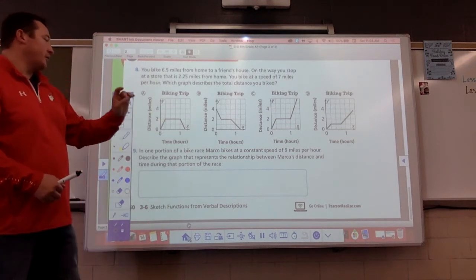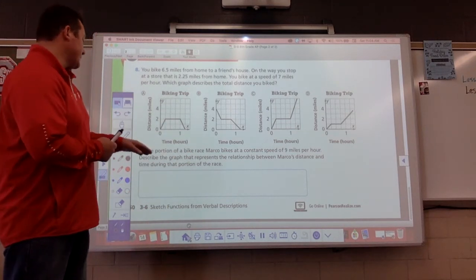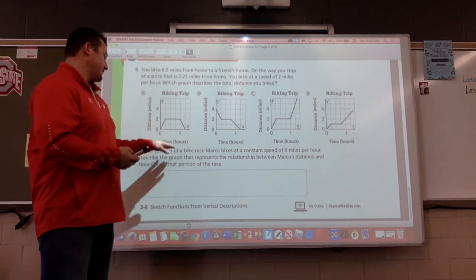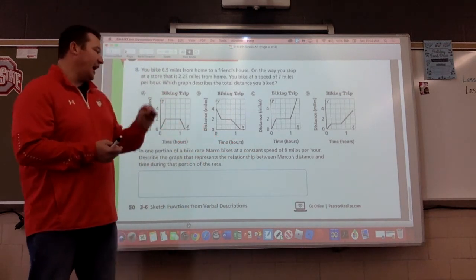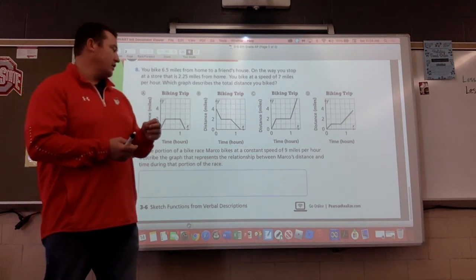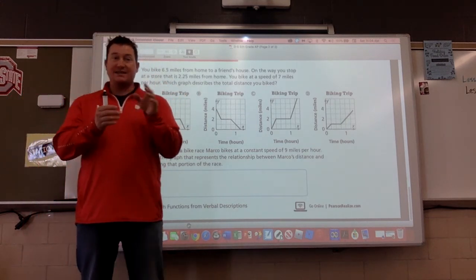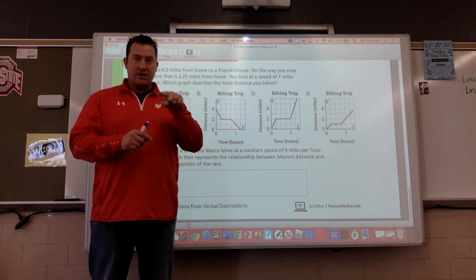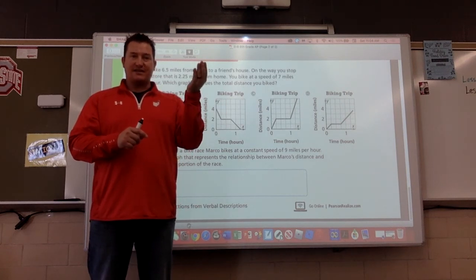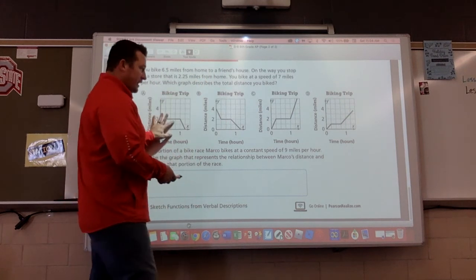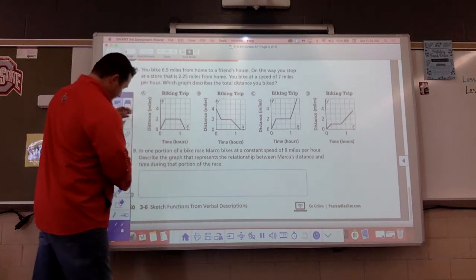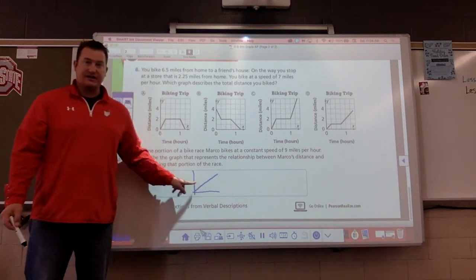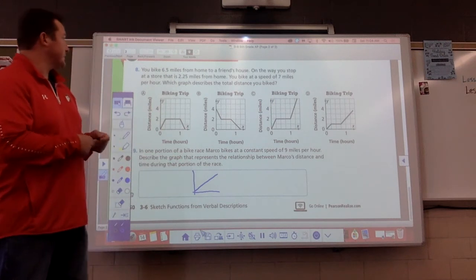In one portion of a bike race, Marco bikes at a constant speed of 9 miles an hour. Describe the graph that represents the relationship between distance and time during that portion of a race, okay? So if we're going to describe the relationship there between time and distance, time is the x variable, okay? Distance is the y variable. So as time increases, what's happening to distance? It's increasing as well, right? It's going to look like interval number 1 here. So as time increases, distance is going to increase. So it's going to look like that.